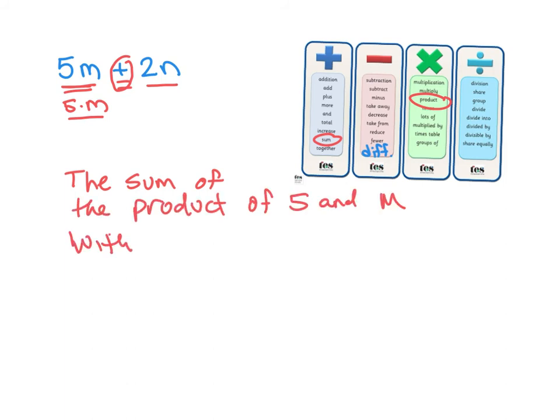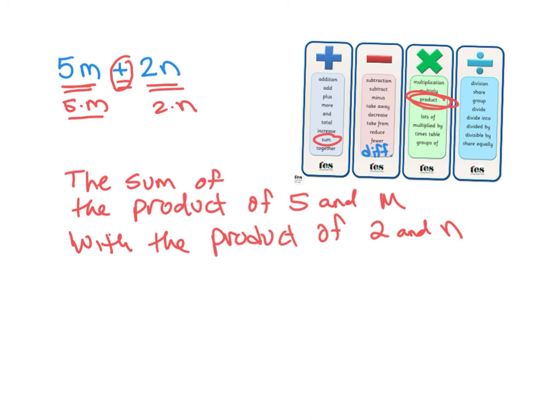with, now let's look at this one. This term is 2 times n. So we'll use again the product. So we have currently the sum of, that took care of that, the product of 5 and m with the product of 2 and n. Now I've identified my terms.